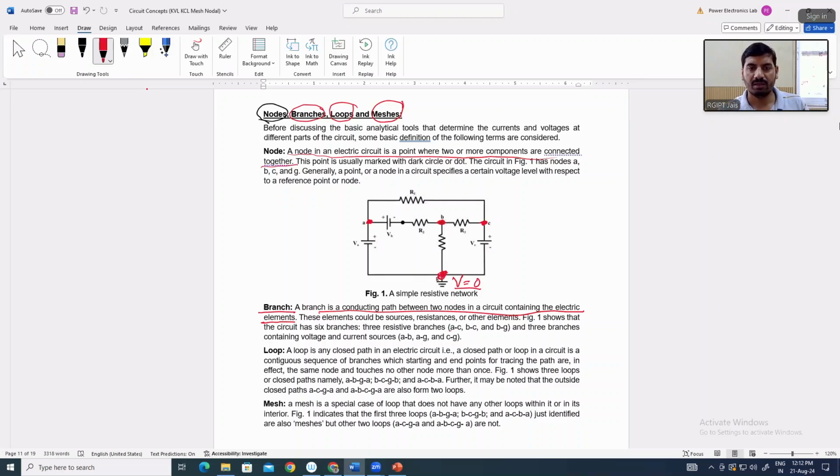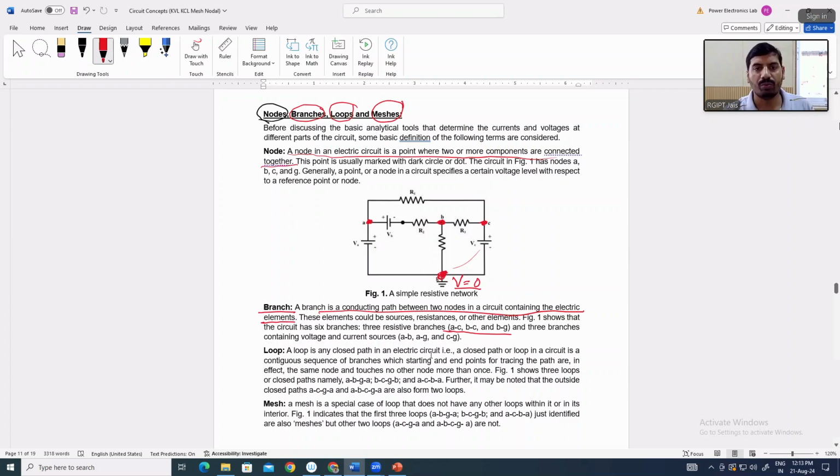So there are 3 resistive branches. You can see AC, BC, BG. This is AC, where resistance R1 is connected. BC, resistance R3 is connected, and BG, this resistance is connected. The value is not mentioned here. And 3 branches contain voltage and current sources. So you can see that AB, in this branch, this voltage source is connected. AG, this voltage source is connected, and CG, this voltage source is connected. Okay. So total 6 branches are there, 4 nodes are there.